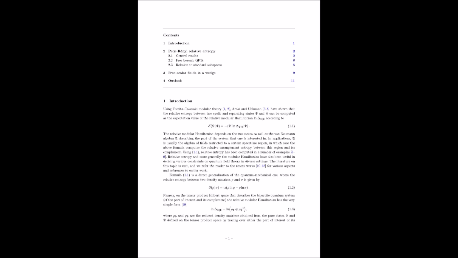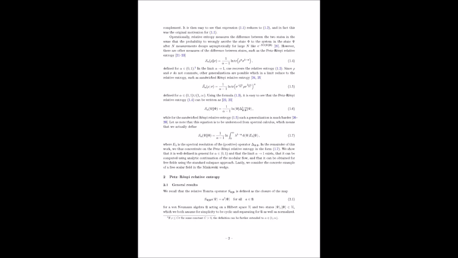This has been an incredible journey. We started with an abstract mathematical concept and ended up delving into the deepest mysteries of the universe.